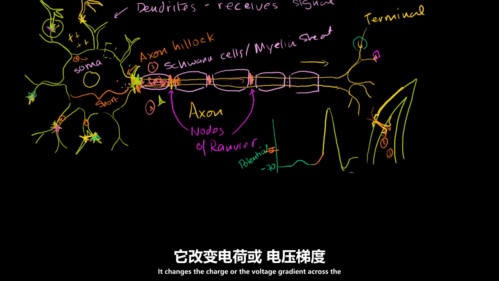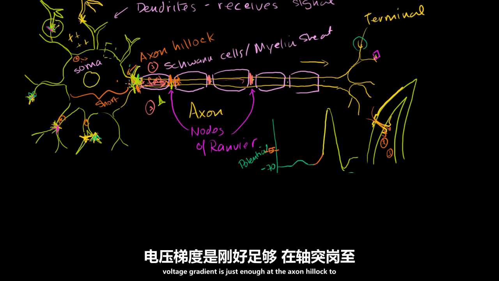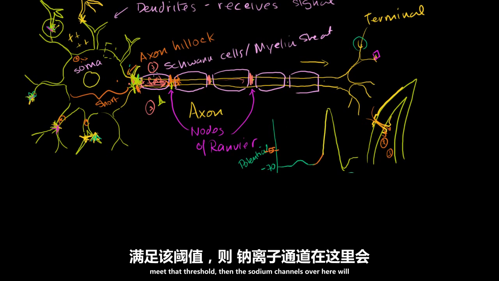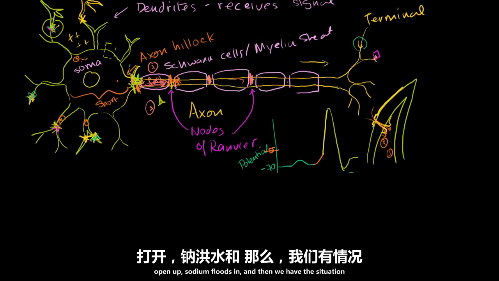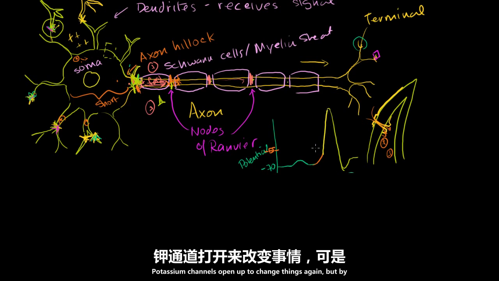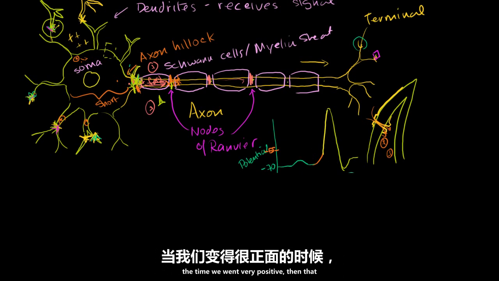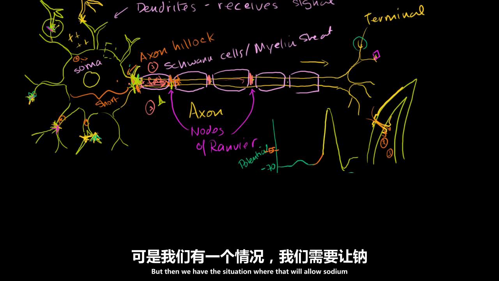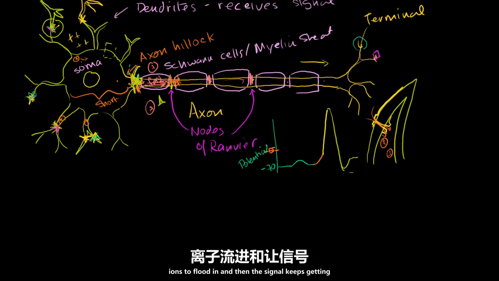It changes the charge or the voltage gradient across the membrane. And if the combined effects of the change in the voltage gradient is just enough at the axon hillock to meet that threshold, then the sodium channels over here will open up. So sodium floods in, and then we have the situation where the voltage becomes very positive. Potassium channels open up to change things again. But by the time we went very positive, then that electrotonically affects the next sodium pump, and then we have this situation where that will allow sodium ions to flood in, and then the signal keeps getting transmitted.